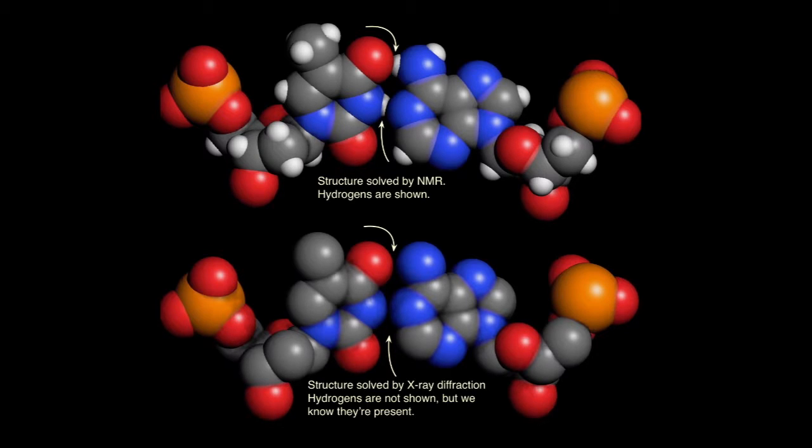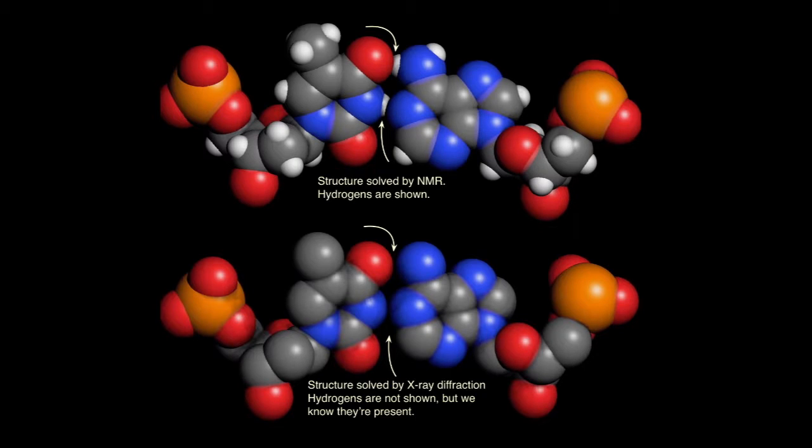Hydrogen bonds can be a little confusing because most structures don't show them. We see them in structures that were solved by NMR, but structures that were solved by other methods don't show them. So we have to use our knowledge of chemistry to predict where they're likely to be, and look for cases where oxygens and nitrogens are close together.